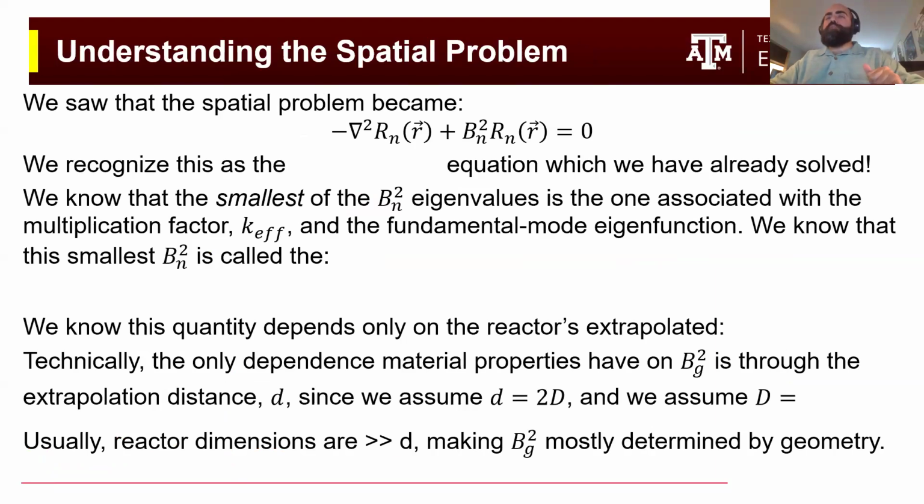When we see the spatial problem, hopefully we recognize this as something we've already seen: our favorite Helmholtz equation. And we've already solved this one, right? So congratulations, we already solved the spatial problem. We're done with half of it. We already know that the smallest of those Bn's is going to be the eigenvalue that we associate with our fundamental mode and the multiplication factor. We know that that smallest Bn is called the geometrical buckling, and we call that Bg squared.